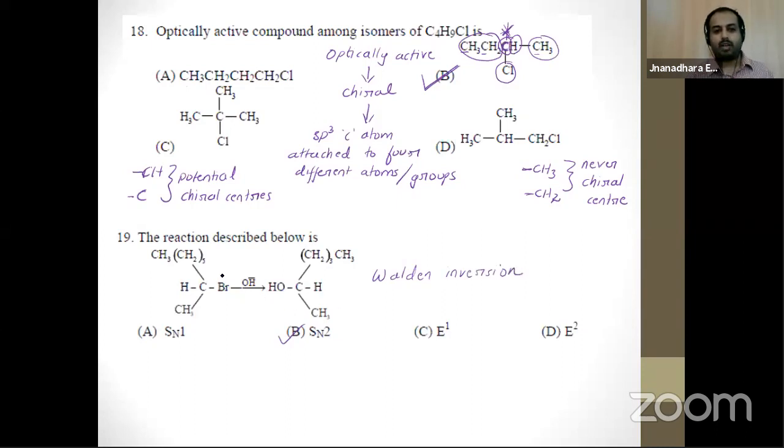See, the Br group is on this side, whereas the OH group takes a position opposite to that of Br relative to all the other three. Hence, it is Walden inversion, which is possible only for the SN2 mechanism. The SN2 mechanism is the one associated with Walden inversion. Good. That was question number 19.